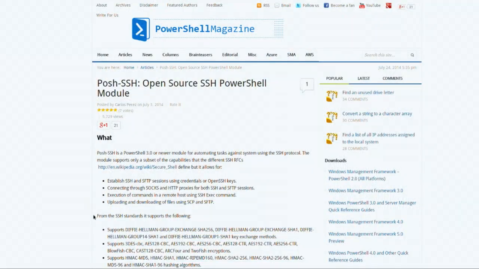Okay, I promised it a couple of links ago. Here we go. For you Windows PowerShell users out there, how about this one? Posh-SSH, an open source SSH PowerShell module. You can now establish SSH and SFTP sessions using credentials or OpenSSH keys, connect through SOCKS or HTTP proxies for both SSH and FTP sessions, execute commands on a remote SSH server using the remote SSH exec command, or upload and download files using SCP, all inside PowerShell now.